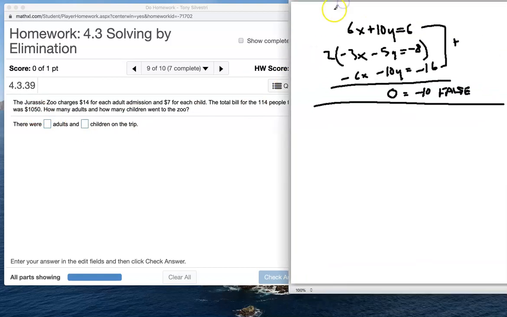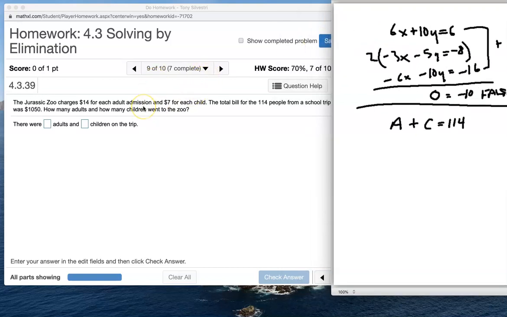Okay, we have to come up with a couple of equations. A is adults. C are children. Assuming children are people, when you add A plus C, the total number of bodies that went there are 114. Okay, that's one equation.